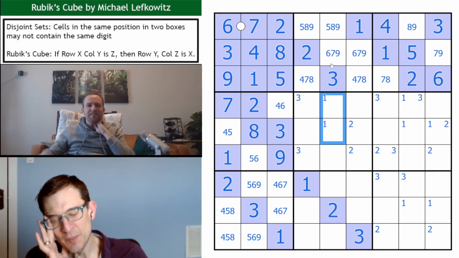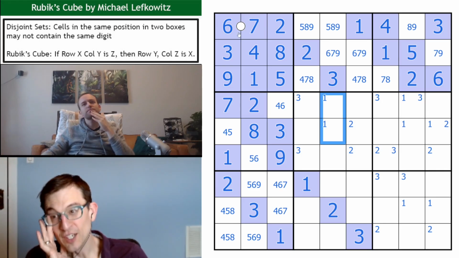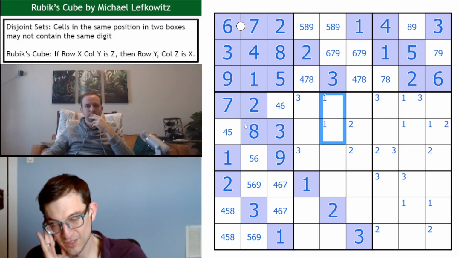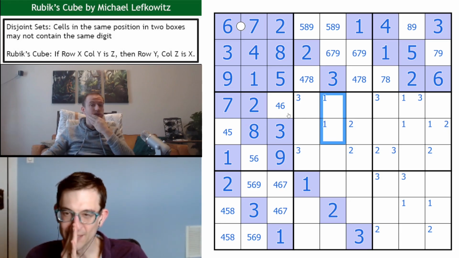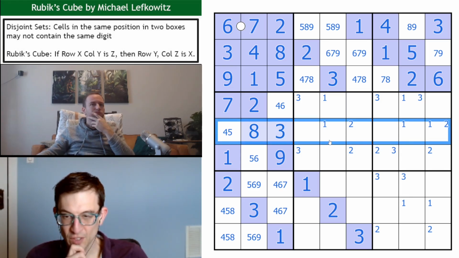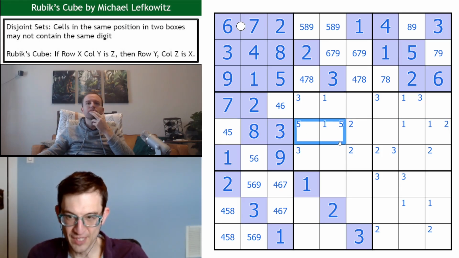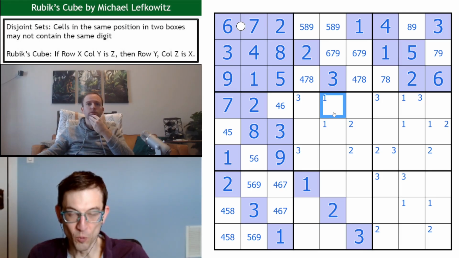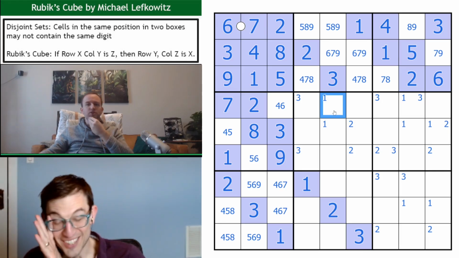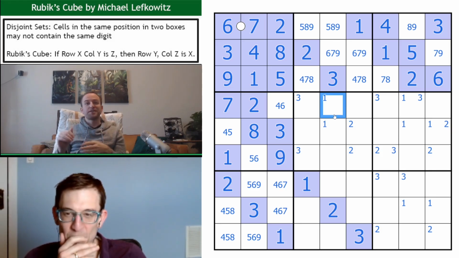My ones in column five, talking about the fives in row one. Hold on, is that right? That's right, actually. The ones in column five, talking about the fives in row one. So one of these is a five. Let's just do it. So if this is 4, 5, 1, then we get 5, 1, 4, 1, 1. Let's just use X. So row X column 5 is a 1.